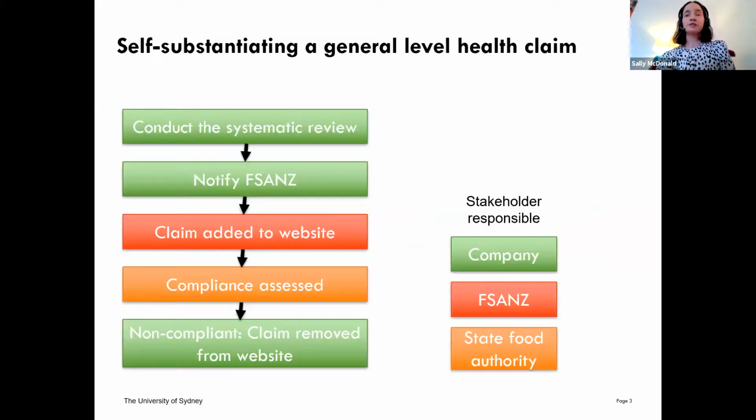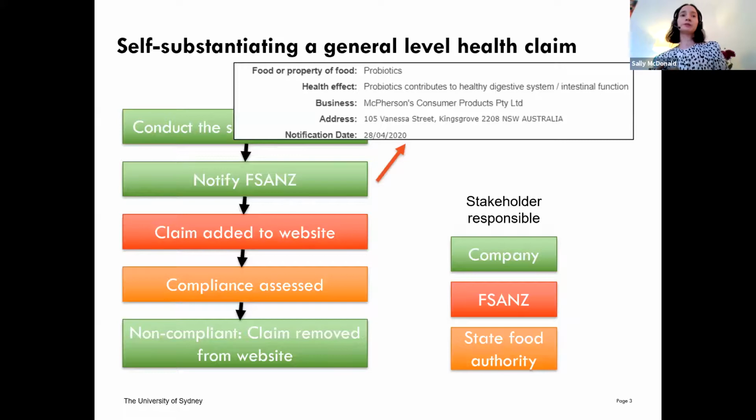So self-substantiation, under current law in Australia, requires food companies to produce a systematic review in order to self-substantiate or support a food health relationship for use on a health claim. Once the company has produced its systematic review, they then notify Food Standards Australia and New Zealand, or FSANZ, of their intent to use the claim. FSANZ then includes the claim on their website. So this is an example of what a food company will notify FSANZ of when they notify a claim. And this is all of the information that's included on the website.